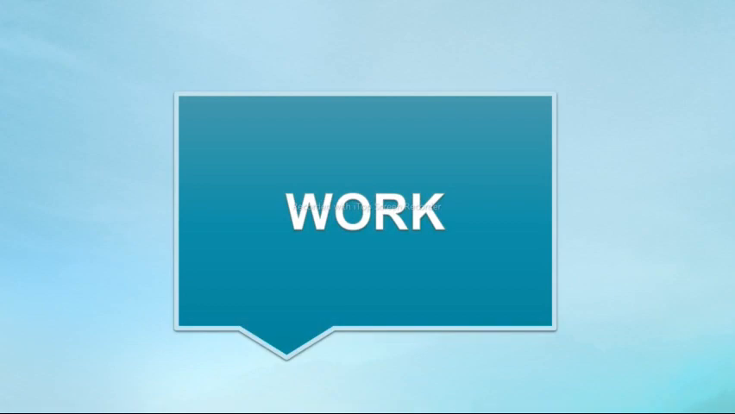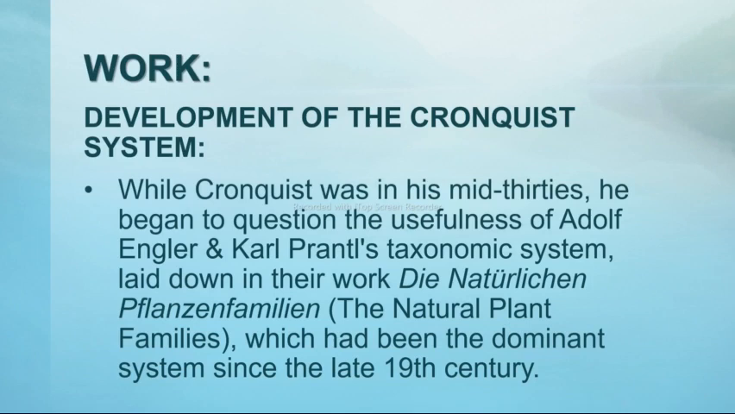First, I will discuss the development of the Cronquist system. While Cronquist was in his mid-30s, he began to question the usefulness of Adolf Engler and Karl Prantl's taxonomic system laid down in their work, Die natürlichen Pflanzenfamilien, The Natural Plant Families, which had been the dominant system since the late 19th century.